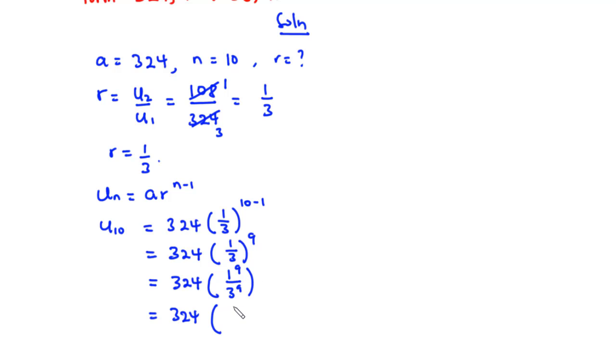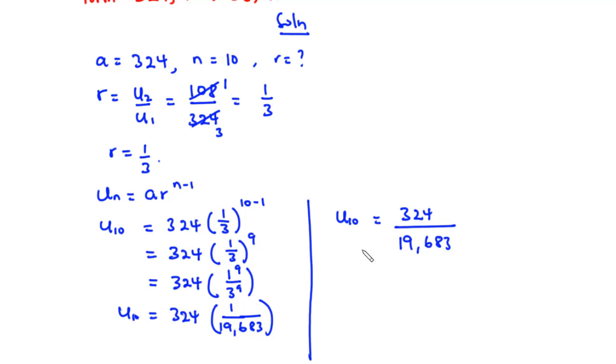One exponent 9 is the same as 1, and then 3 exponent 9 gives us 19,683. So we want to multiply the two so that we have u10 equals 324 divided by 19,683. Now 81 goes into 324 4 times, and into 19,683 243 times. Therefore, we have the 10th term of this exponential sequence to be 4 over 243.